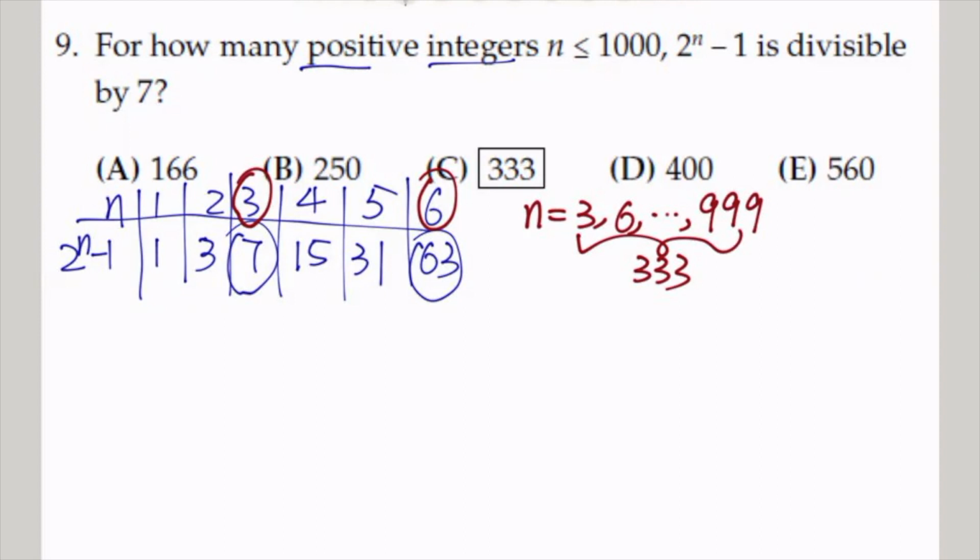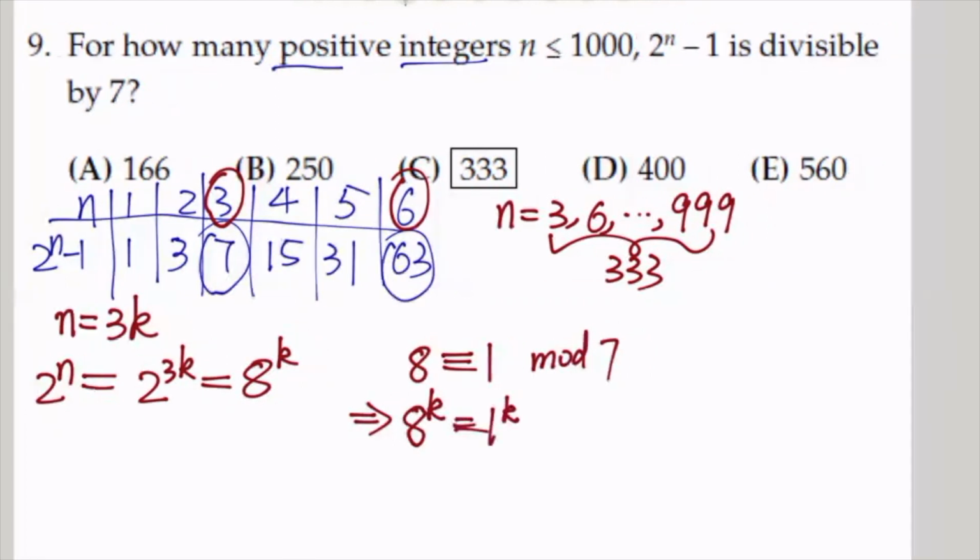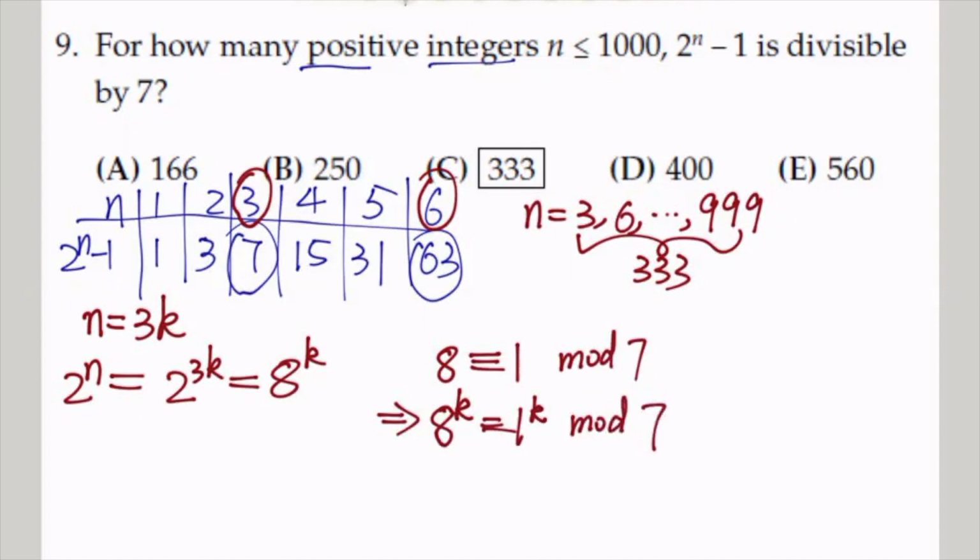If you don't remember modular arithmetic, please go back to problem 5. Okay, so if n is a multiple of 3, let's say that is 3k, then 2 to the n can be written as 2 to the 3k, which is 8 to the k, right? We know that 8 and 1 are congruent in mod 7. And then by the exponent rule, if we look at the kth exponent, they should also be congruent in mod 7, which means that 8 to the k and 1 are congruent in mod 7.